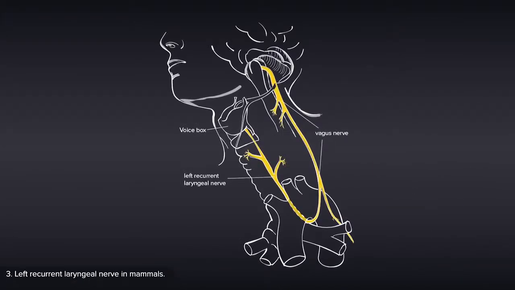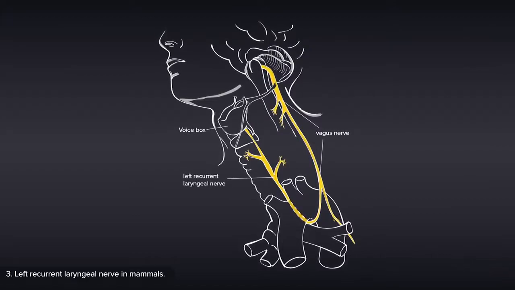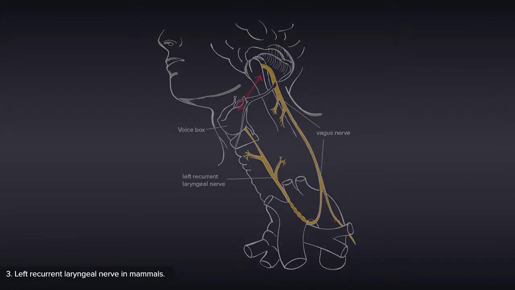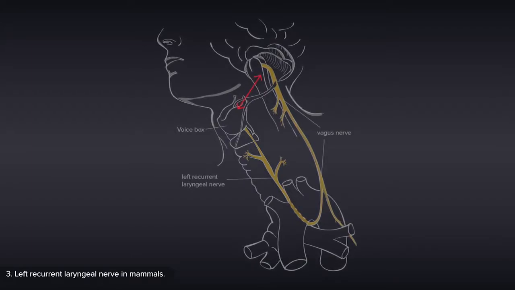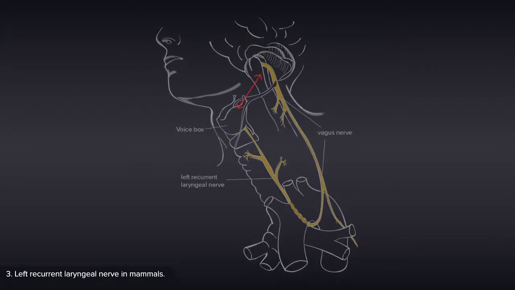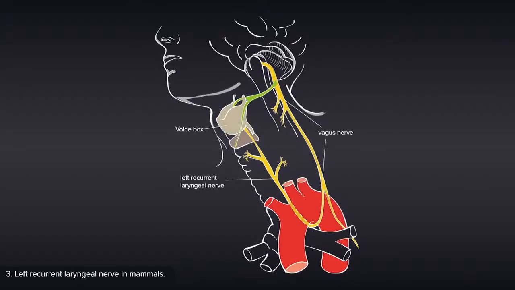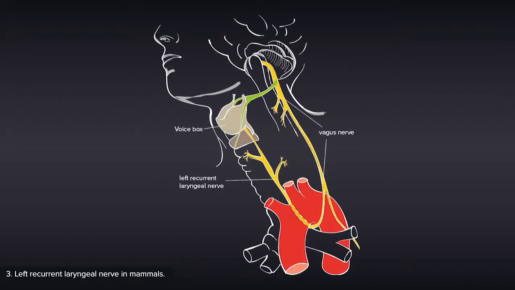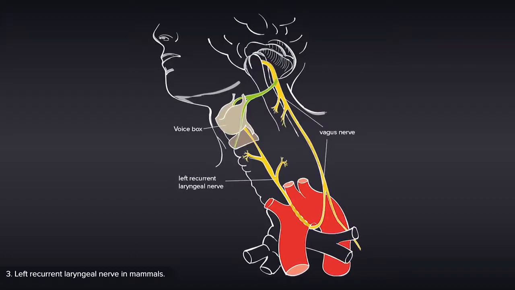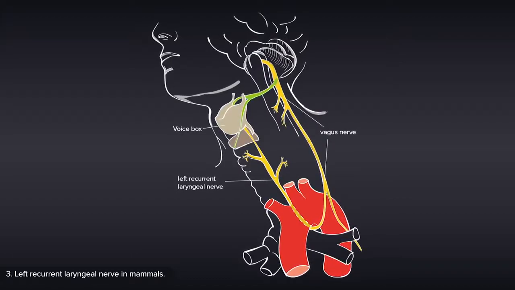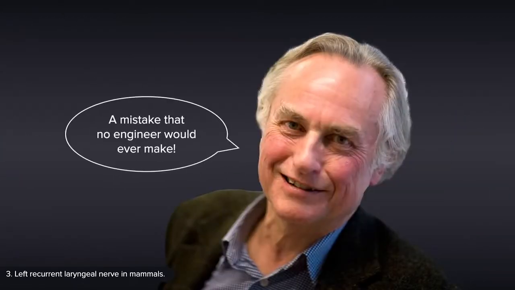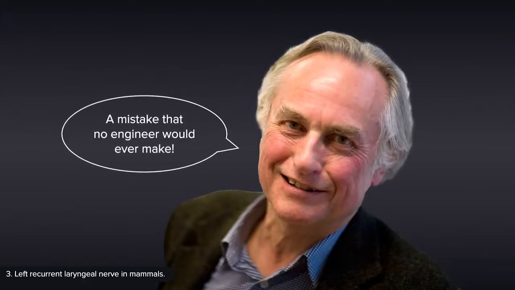Talking of vestigial traits, and to present a third line of evidence, a superb example can be found in all mammals, including you, and it's called the left recurrent laryngeal nerve. Without getting too technical, this nerve runs from the brain to the voice box, which should be a distance of a few inches. But instead it goes down into the chest, loops around a main artery, and then goes back up to the voice box, which in the case of the giraffe results in a 15-foot detour. A mistake that no engineer would ever make.